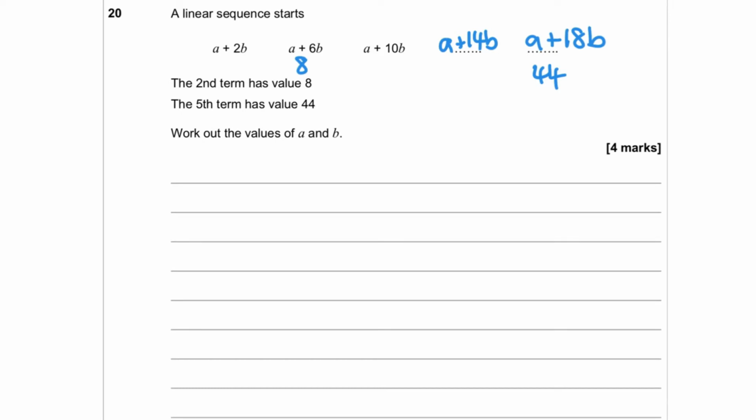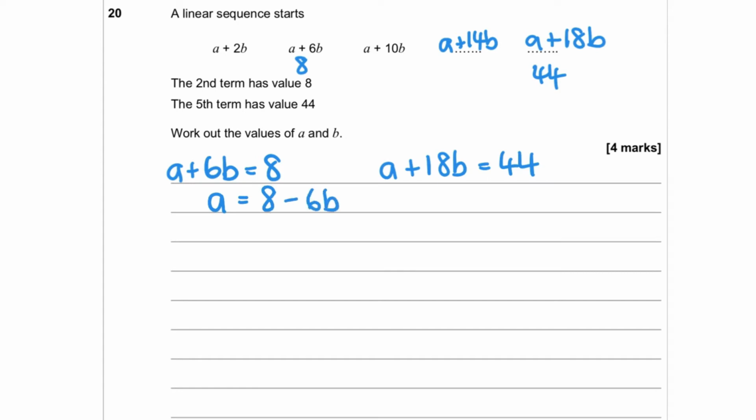So now we've got two equations here. We've got a plus 6b is equal to 8. And we've got a plus 18b is equal to 44. So these are our simultaneous equations. So we're going to start by putting a on one side of the equations and b and the number on the other side. So on the first one, let's minus 6b from both sides to give us a equals 8 minus 6b. And let's do the same for the other equation. Let's minus 18b from both sides to give us a equals 44 minus 18b.